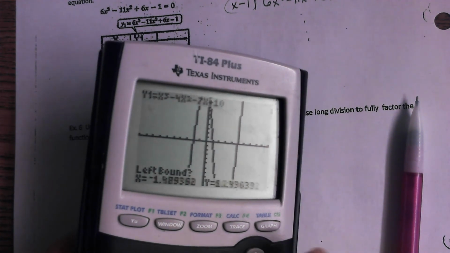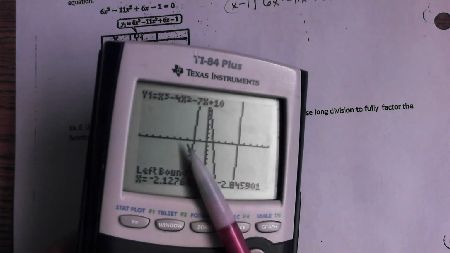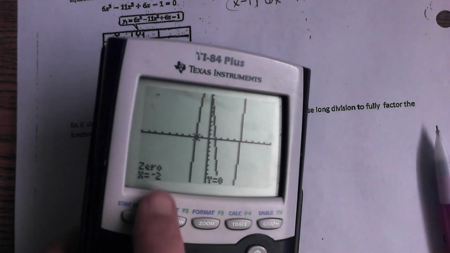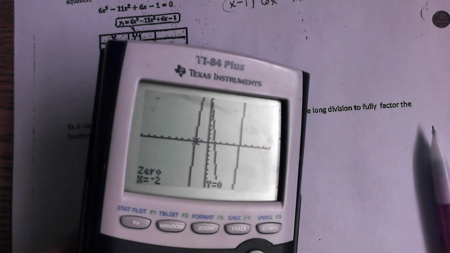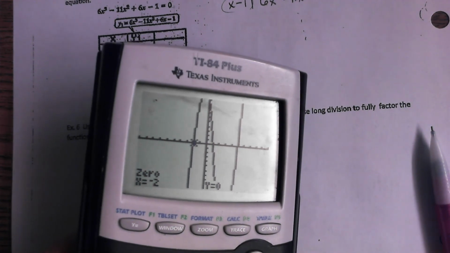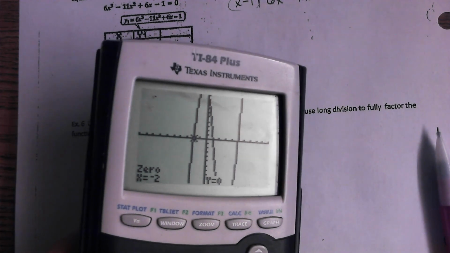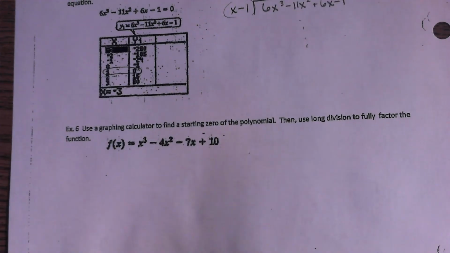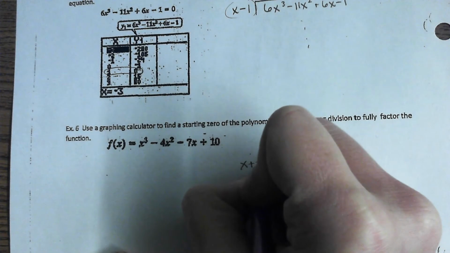And let's say I'm going to start with this one. Left bound, right bound, and then it is exactly at -2. But be careful, because if it's at like -2.2 or something, your naked eye might not be able to tell that. You'd want to trace it to be sure. So if I'm going to start with a zero at -2, then my factor is x plus 2.